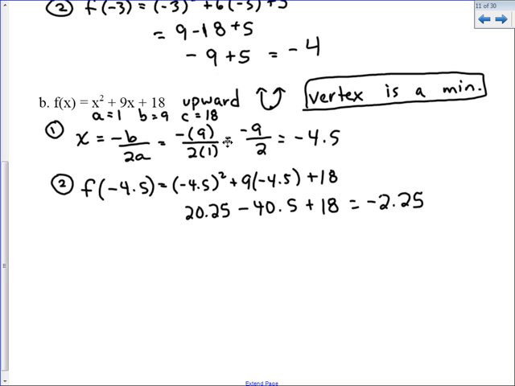So to write your vertex, it's a point, an ordered pair. So in an ordered pair, you put parentheses, your x value, comma, your y value. So the point is your vertex. We know that because this opens upward, that vertex is a minimum. Questions?